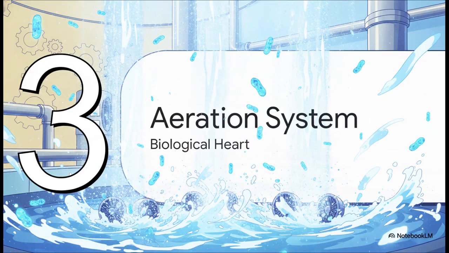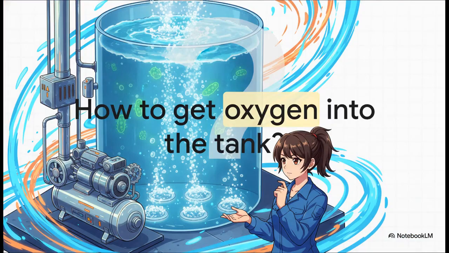Next up, Section 3, the aeration system, which is basically the biological heart of the whole setup. Now, think about the biology for a second. The bacteria in that aeration tank need oxygen to survive and break down the pollutants, right? So how exactly do we efficiently force enough oxygen deep into 7,000 liters of water? We've got to build the mechanical lungs for this operation.